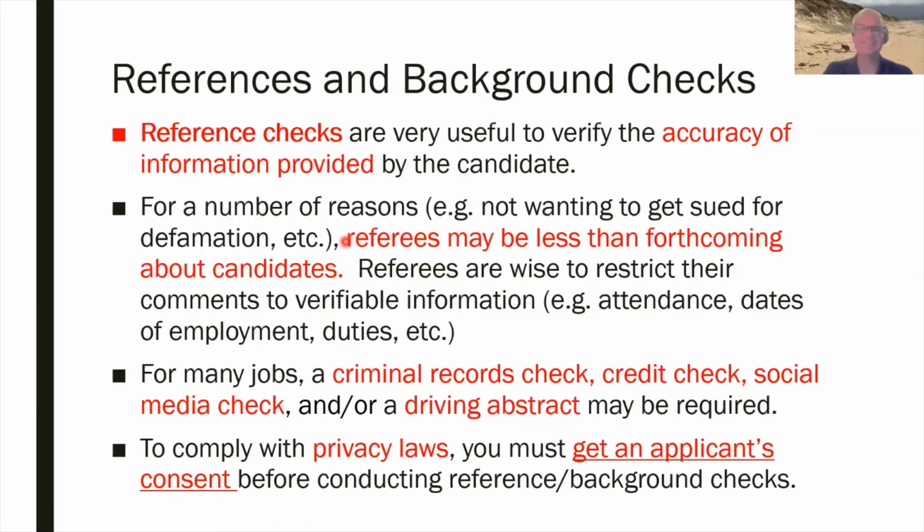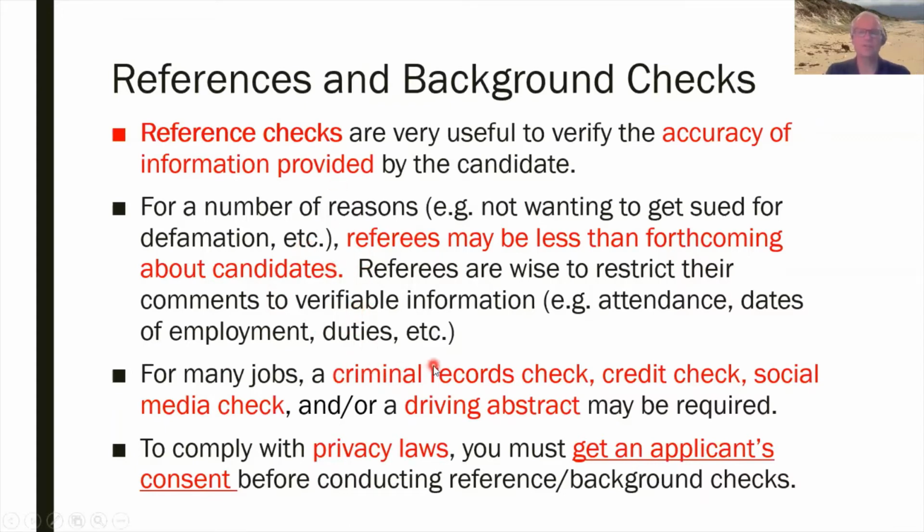You could ask his former employer at the hospital questions like, did they work at the hospital? What were the dates they worked at the hospital? Did they in fact perform cardiovascular surgery? Did they show up for work on time? Why did they leave? Things like that. So those are really questions that are verifiable. And again, if you stick to that information, you'll get better information. Referees, like I said, a lot of times, if you ask opinion questions, they'll kind of shy away from that. So that's what they suggest for reference checks.